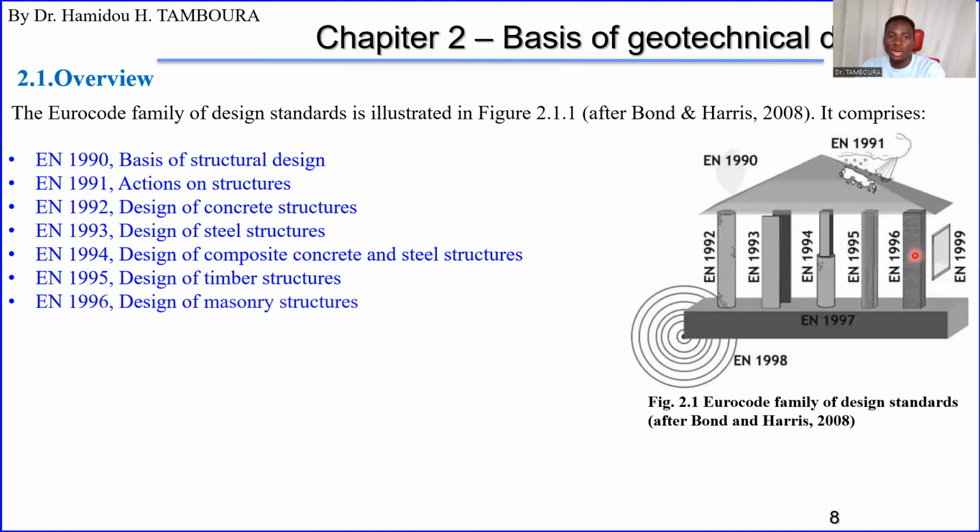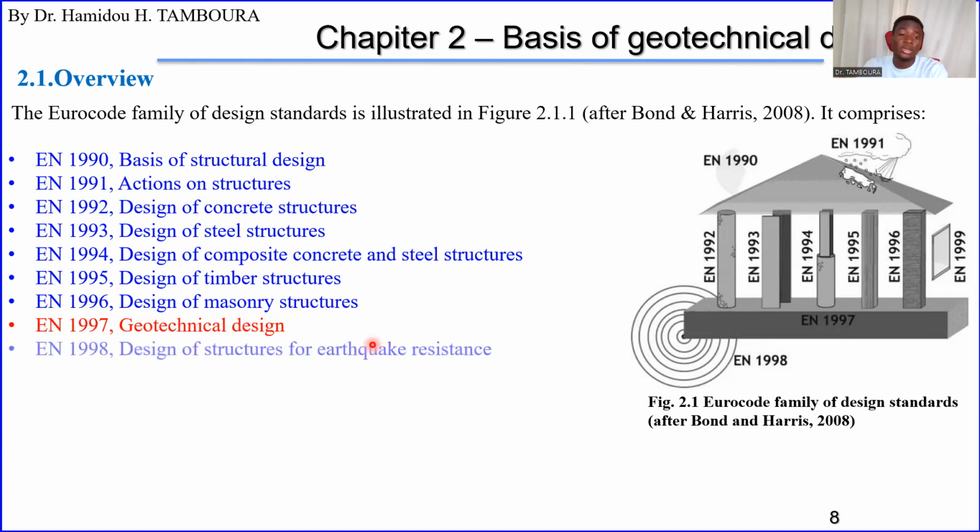96 is about masonry structures. 97 is geotechnical design. This is the one we will discuss in this program. This is our objective here. Geotechnical design. 98 is about earthquake resistance. And 99 is design of aluminum structures. Anyway, as I said, 97, the geotechnical design, is what we want.